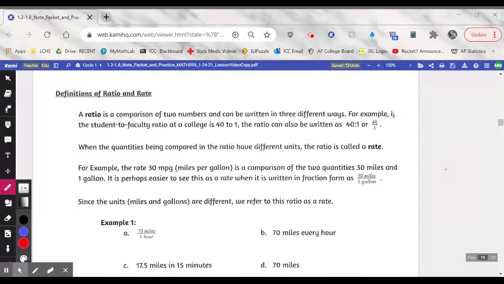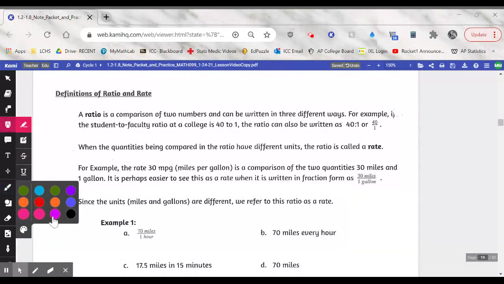And we're going to jump right into our definitions. So these will help you understand all of the different aspects that we're going to be looking at in this section. So a ratio is a comparison of two numbers, and it can be written in three different ways. So it compares two different numbers.